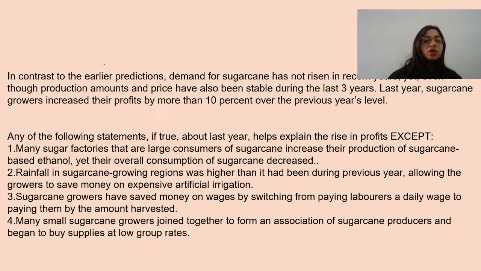Option 2 says that rainfall in sugarcane growing regions was higher than during the previous year, allowing the growers to save money on expensive artificial irrigation. I don't trust this. This is meaningless. Option 2 is irrelevant. We're not talking about irrigation over here. Remember that, okay? This is completely out of scope of my discussion.